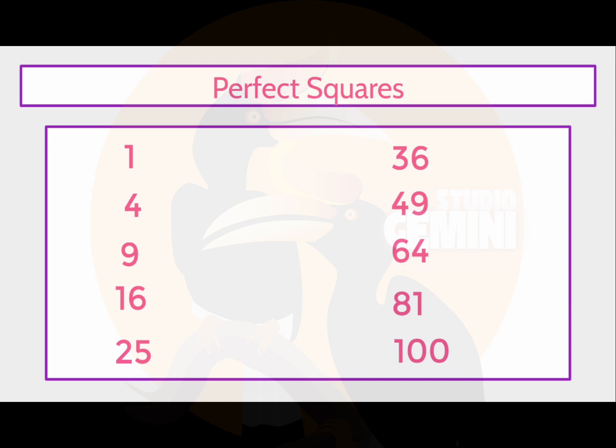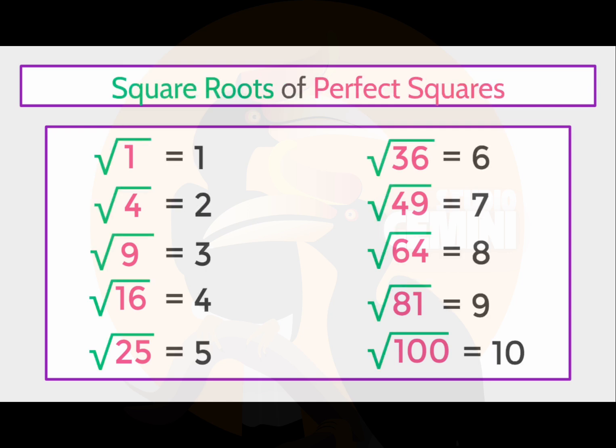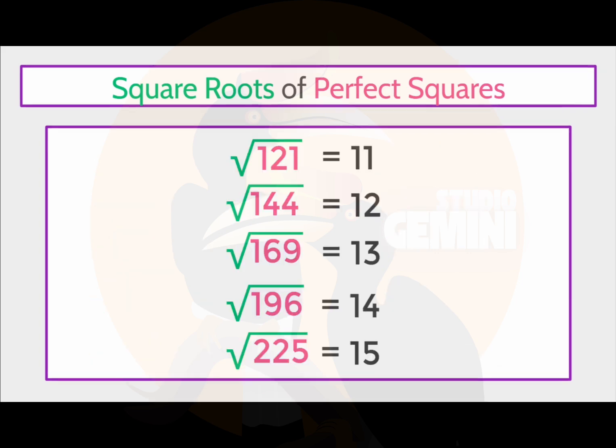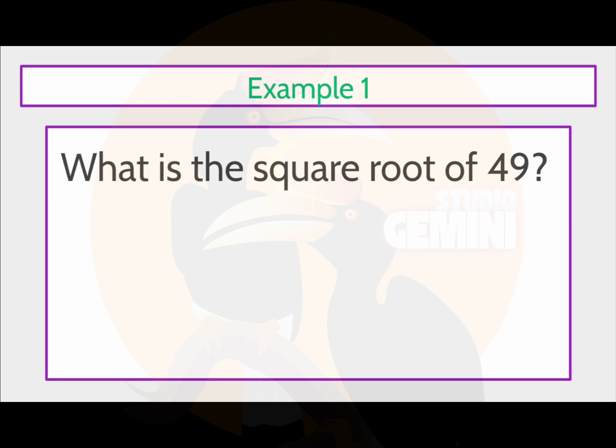Here are the first 10 perfect squares again. If we take the square root of these numbers, then we will get the original number that was squared. Now you will want to be familiar with these square roots as well as the square roots of the next 5 perfect squares. So now that we understand what square roots and perfect squares are, let's work a few examples.